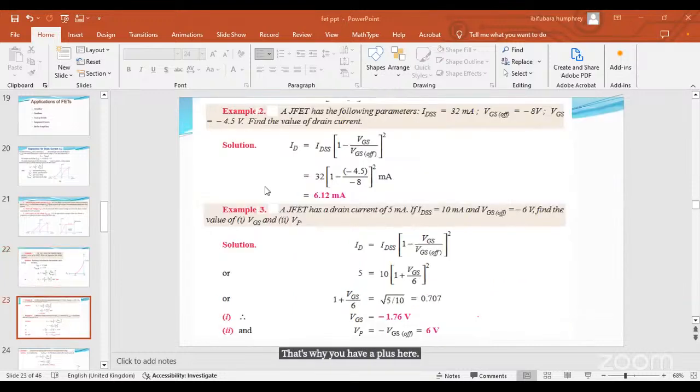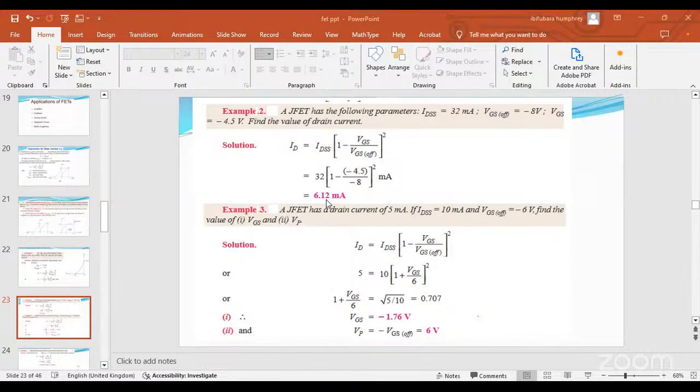Now the next example says a JFET has the following parameters: IDSS, VGS off, VGS. Find the drain current. It's as simple as that. You just substitute the values into that formula and simplify, and that gives us 6.12 milliampere.